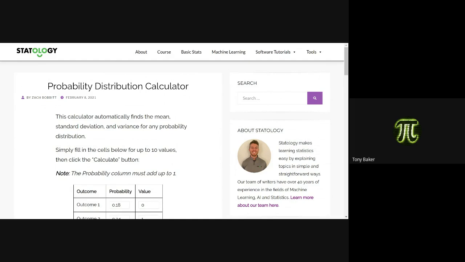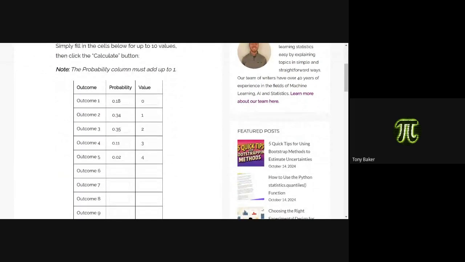I'll add the videos for today's classes after when I get home. So in this probability distribution calculator, you're going to type the probability and the value of that probability happening.